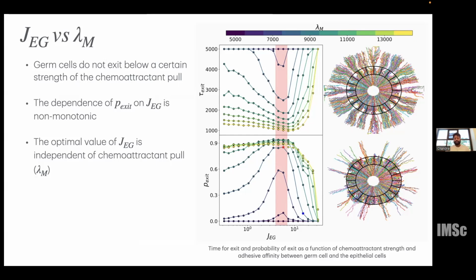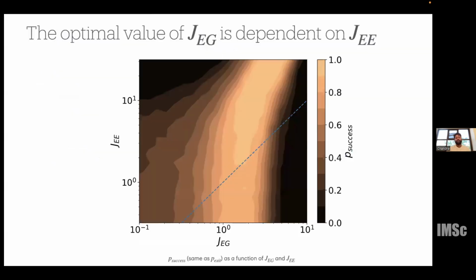So we went on to see whether the optimal value of JEG depends on JEE if one were to vary that, keeping the strength of the chemoattractant at a fixed value. Do we see dependence on JEE? This is just to test our hypothesis that what actually matters is the relative strength of the affinity between epithelial cells and the epithelial germ cell affinity. Sorry for calling P exit as P success in this figure, but it's the same thing.